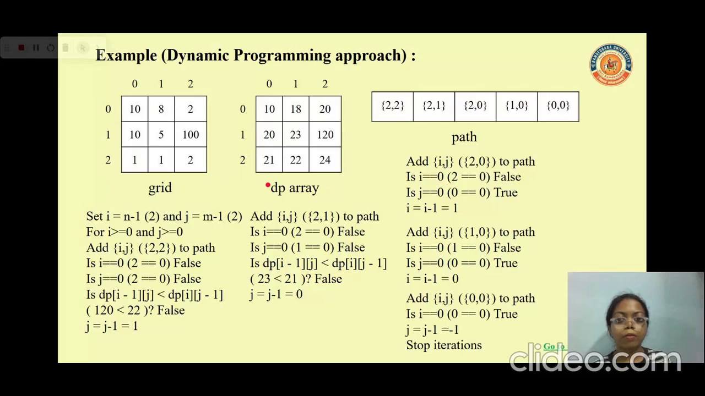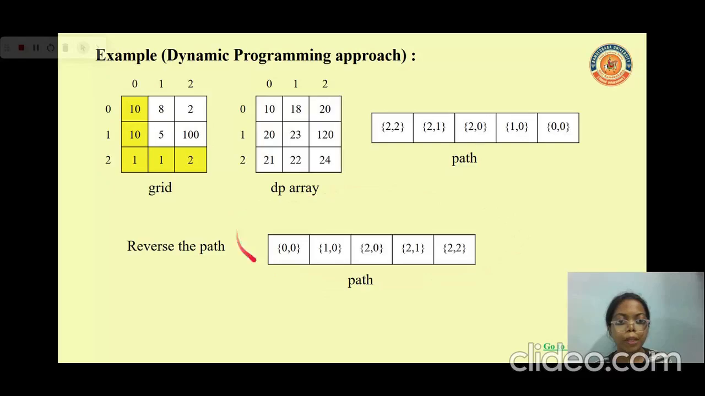Again we can see I have now got to the 0th column, so I will move up, and still I am at the 0th column. I will move up and I have reached my top left corner. So all these indices are recorded in the path, and as you can see these are in reverse order. We must reverse this path, and this is our required path, and this is highlighted here in the grid also.